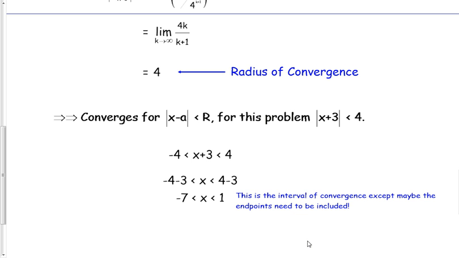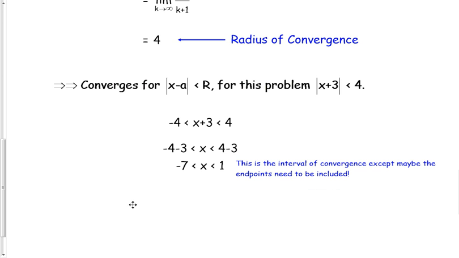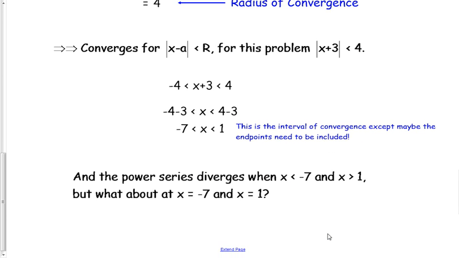It diverges outside that interval. The only thing we don't know is, does it converge at negative 7 and does it converge at positive 1? That's what I'm talking about when I say we have to test those separately, and that's what we're working on next. We know it diverges as long as we're less than negative 7, and as long as we're greater than positive 1. But at negative 7 and 1, we don't know about convergence or divergence at all. So we'll continue this on the next page.